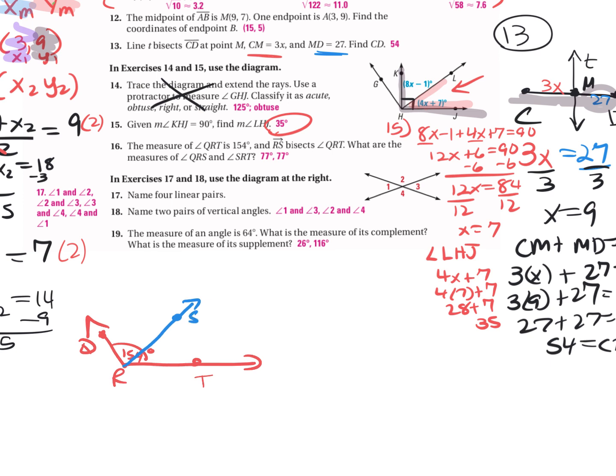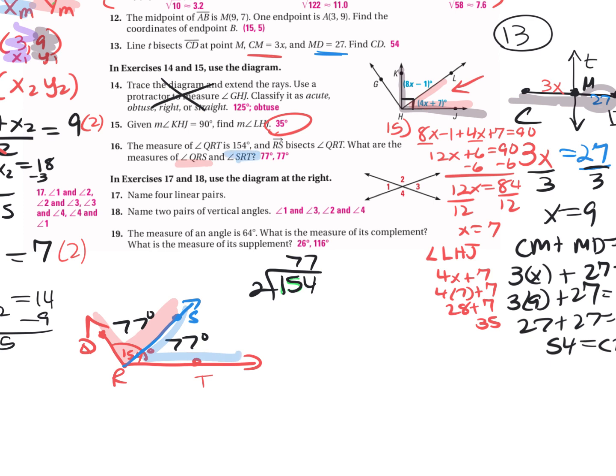So I know when an angle's been bisected, it is going to split the angle into two congruent pieces. So QRS is right here. So all I have to do is take 154 and divide it by 2. And each side is going to be 77 degrees. So both QRS and SRT are going to be 77 degrees.